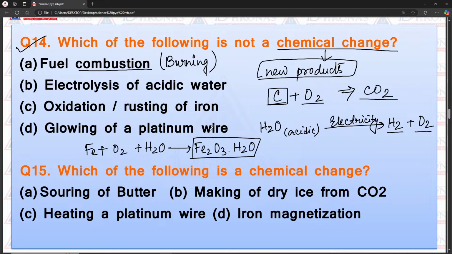Now, glowing of the platinum ware. So it is not a chemical change. This is only a physical change. That means if you give heat to a platinum ware, it will start glowing. When you remove the heat from the platinum ware, it will cool down and the glow will also go away. But it remains a platinum ware only. You will not see any new product or any new chemical reaction there. So it's a kind of physical change. So glowing of a platinum ware is not a chemical change.